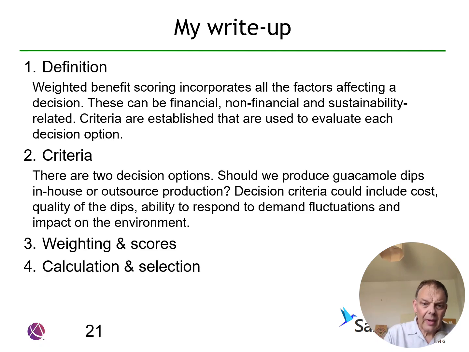Okay. The criteria, there are 2 decision options here. Should we produce guacamole dips in-house or outsource production? Decision criteria could include cost, quality of the dips, availability to respond to demand fluctuations, impact on the environment.